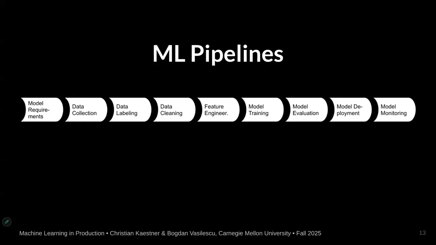For example, with model requirements, we want to build a model, then we collect some data, we label that data, we maybe clean data, we do feature engineering, we do model training, we do model evaluation, then we deploy it, and then we monitor it. So kind of sequential steps.